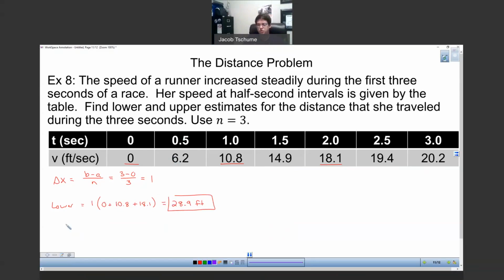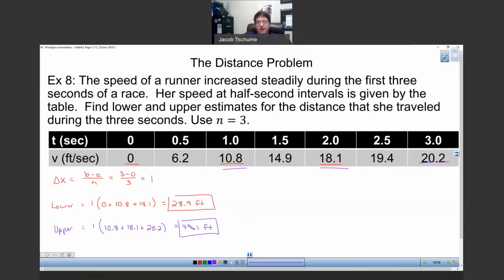And likewise, when you do your upper estimate here, your delta x is still going to be 1, so you can factor that out to the front. And then if you start on your right endpoint, so we're going to start all the way out here at the 20.2, and then you do 1 second intervals going backwards. You would do 18.1 and 10.8. So just like the 6 intervals, you're really just replacing that 0 with a 20.2. So I would do 10.8 plus 18.1 plus 20.2, which comes out to be 49.1 feet.